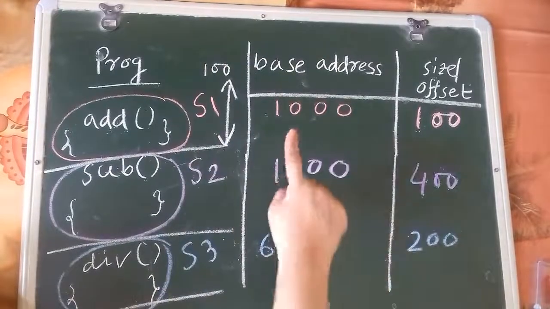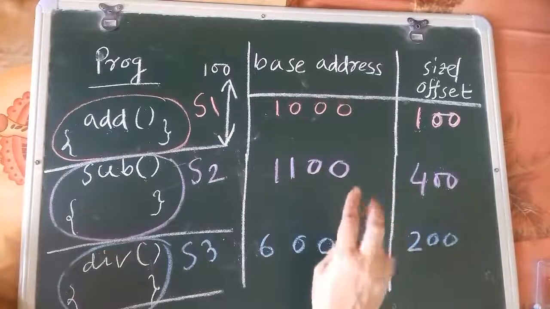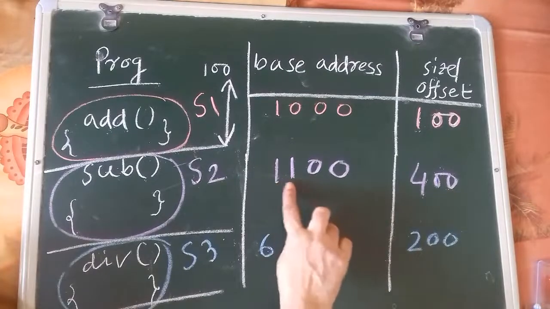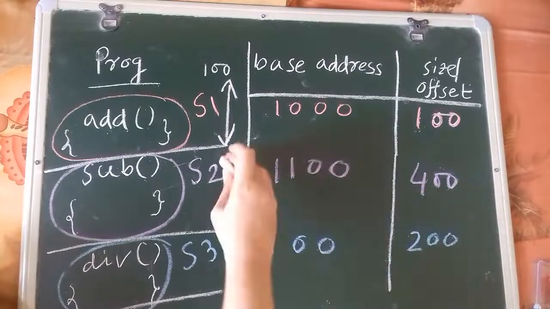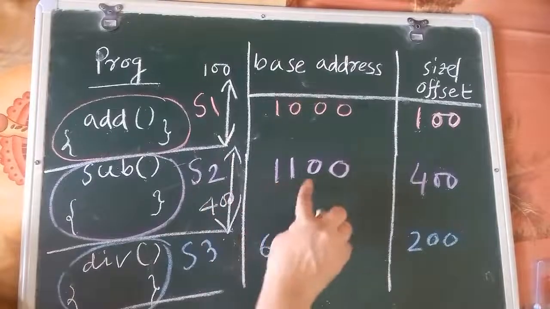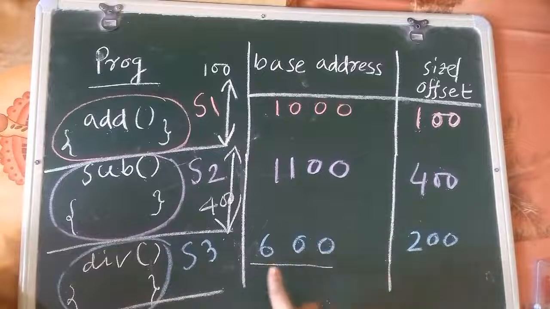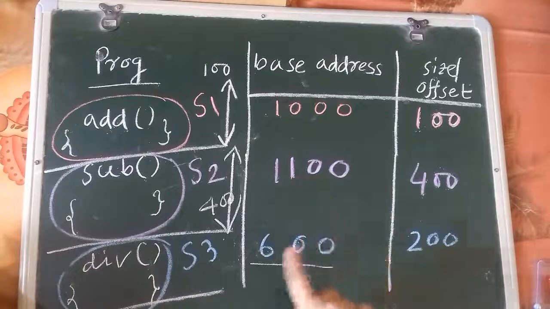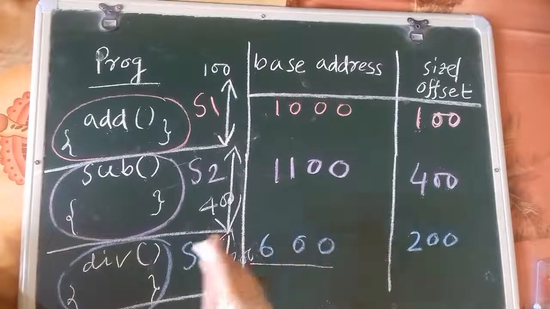What is the base address, like where we have loaded this? According to the free space available, we have loaded it from address location 1100, and how long is it? It is 400. So segment 2 length is 400, which is loaded in memory location 1100, whereas segment 3 base address, the starting address of loading segment 3 in memory, is 600 and the length of segment 3 is 200.